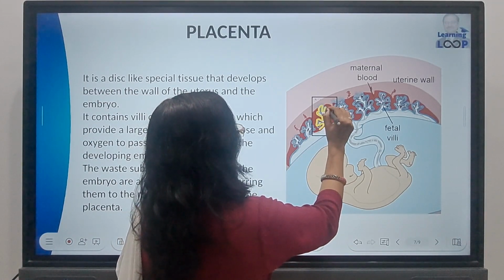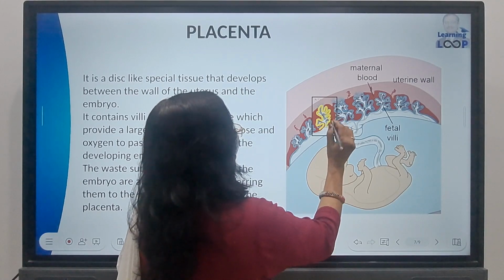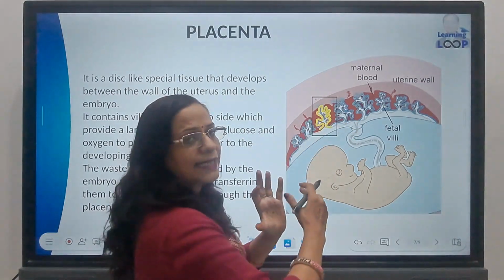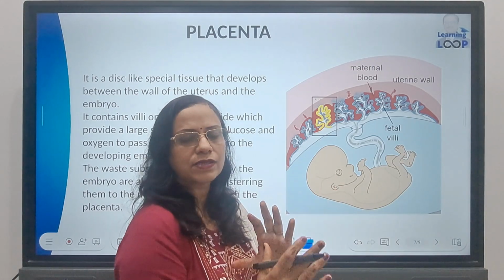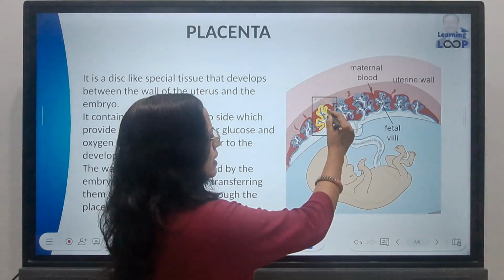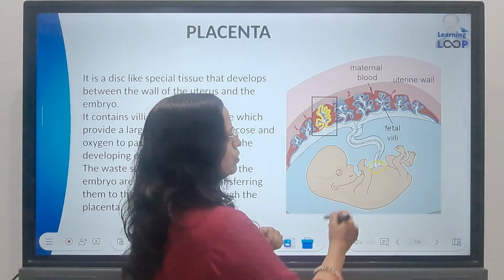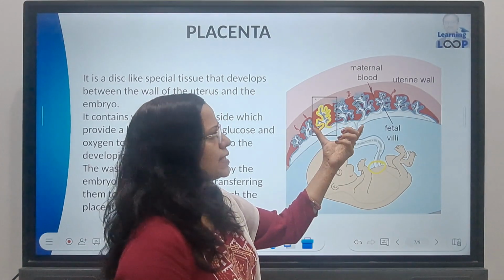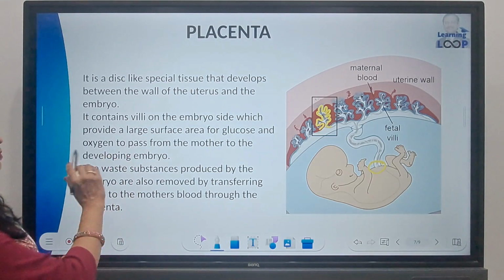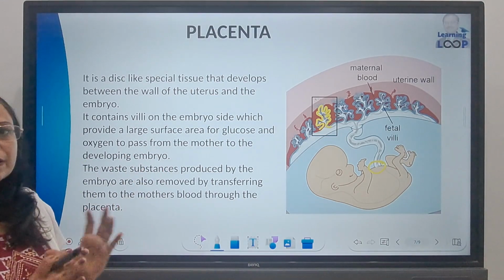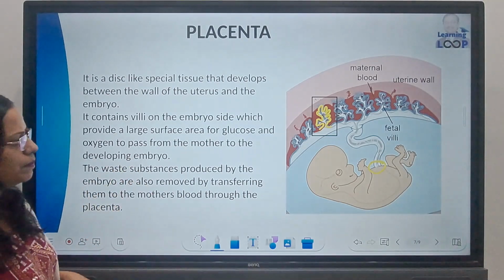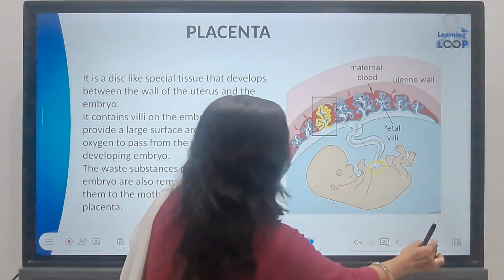So these are the villi on the fetal side and the disc-like tissue on the mother's side, and through this all the exchange happens. Carbon dioxide, oxygen, food, waste, everything gets exchanged through this, and it is connected through the umbilical cord to the baby. So this is known as the placenta. This is a very, very important issue. So this question is again very important: what is placenta and what is its role? How does it help? So this is all about the placenta that we need to know.